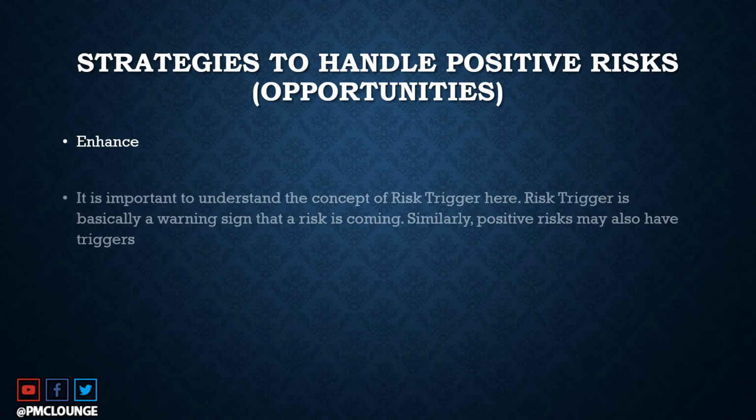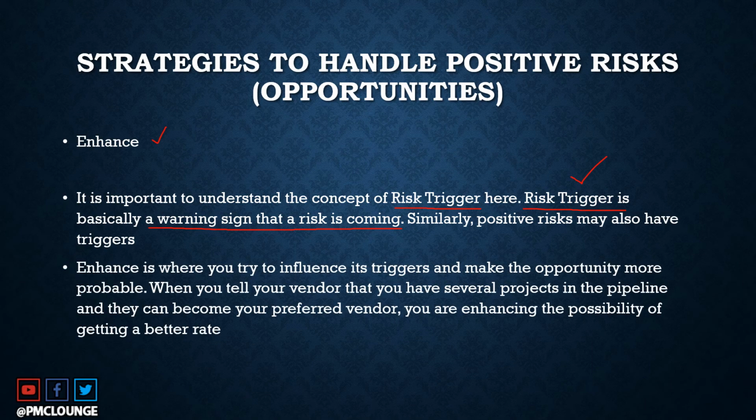Next is enhance. Now, it is important to understand the concept of risk trigger here. This is an important concept before we can discuss enhance. So risk trigger, one line definition is a warning sign that a risk is coming. So risk triggers you will see for both positive risks as well as negative risks. So positive risks will also have triggers. So enhance is where you are trying to influence the triggers, influence the opportunity triggers or the risk triggers of the positive risks, and you're going to make the opportunity more probable.